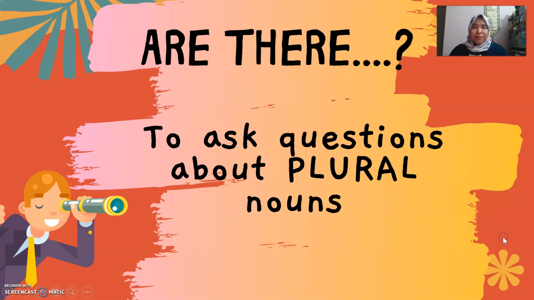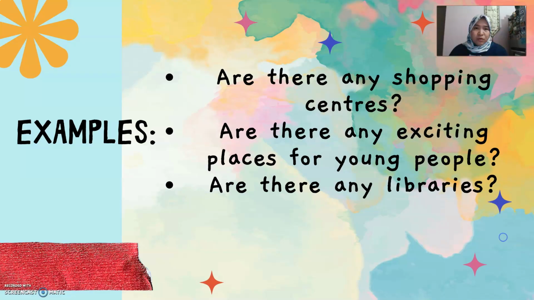Moving on. When do we use are there? We use are there to ask questions about plural nouns. What is a plural noun? Refer to our table and then choose the plural noun. Examples are, are there any shopping centers?